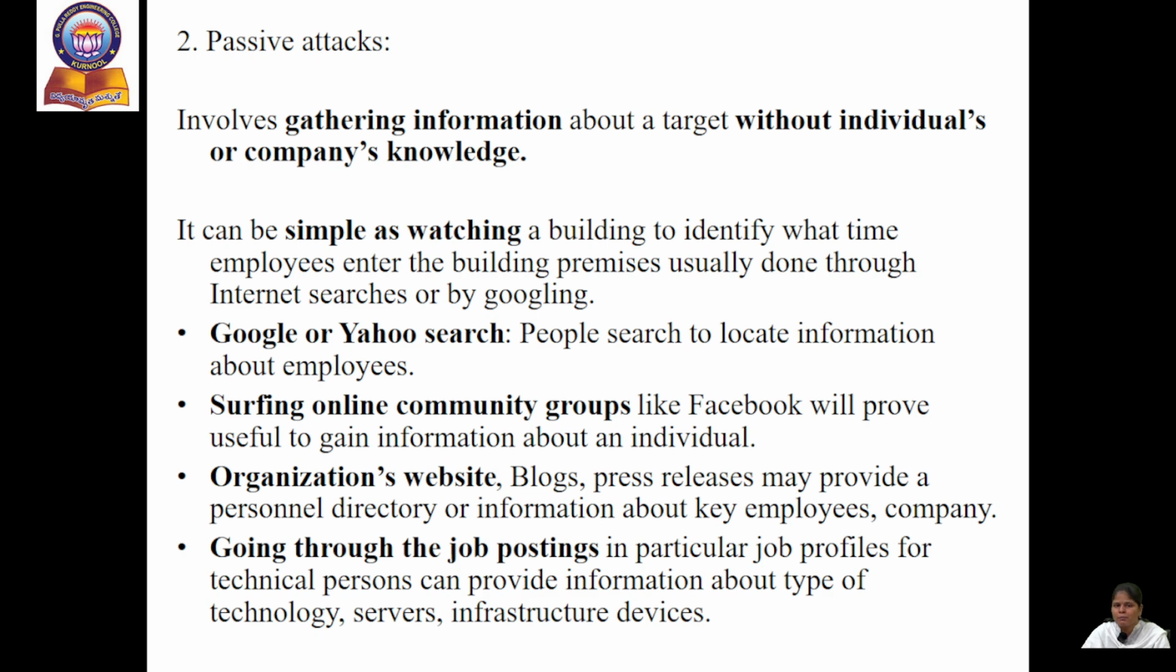It can be as simple as watching a building to identify what time employees enter it, usually done through internet searches or by googling. So this type of passive attack can be done using either search operations or googling. The first is a Google or Yahoo search. People search is used to locate information about the employees, and surfing online community groups like Facebook proves useful for gaining information about the individual.